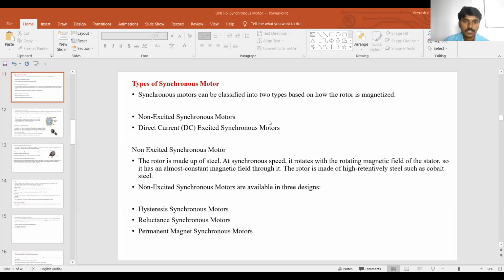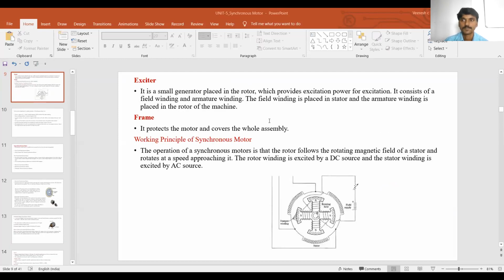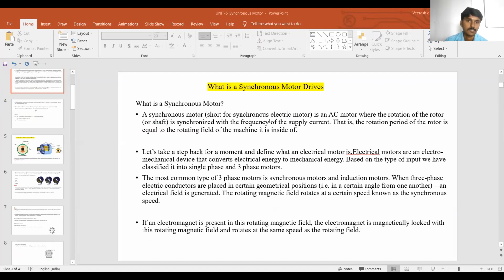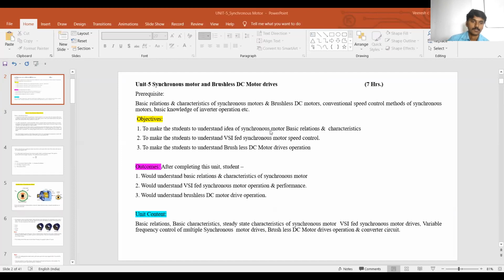Yes. What we have discussed in the previous lecture? We have seen some basics of the synchronous motor. What is a synchronous motor? What is the difference between the induction motor and the synchronous motor? What is the difference between the DC motor and the synchronous motor in the case of construction? Clear?